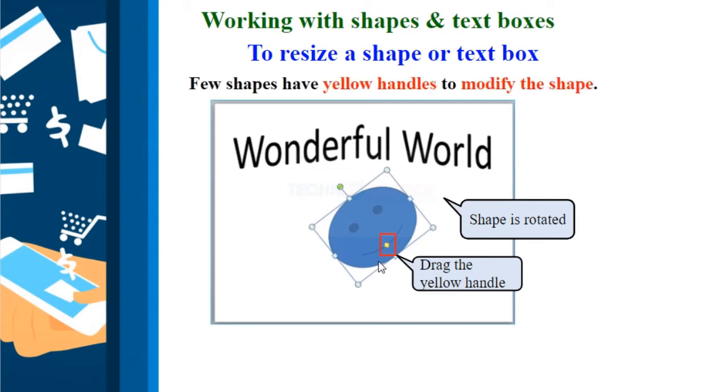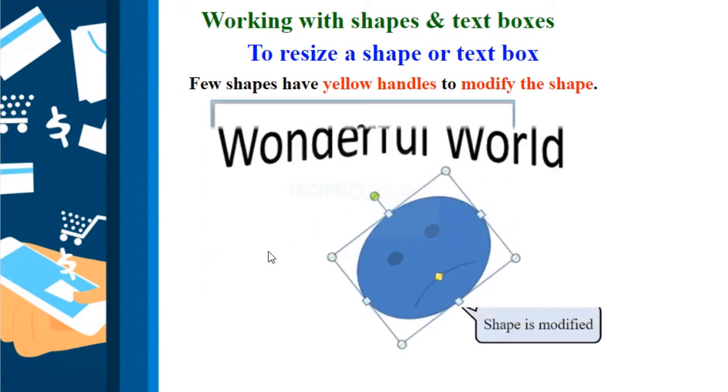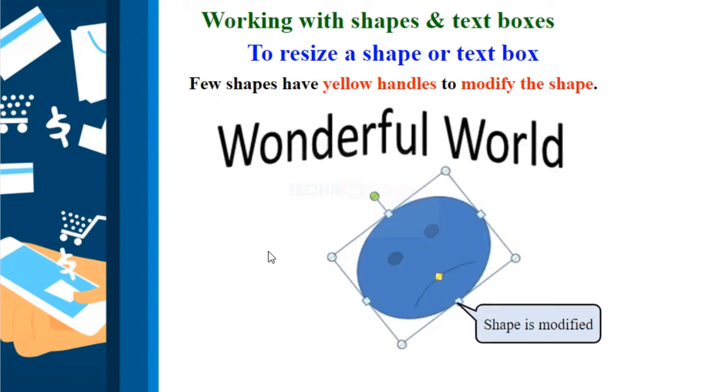If you drag the sizing handles on any of the four corners, you will be able to change the height and width at the same time. The sizing handles on the top or bottom of the shape will only allow you to resize vertically, while the handles on the left and right sides will resize the shape horizontally. Yes, like this we can change it. The shape is modified, right?